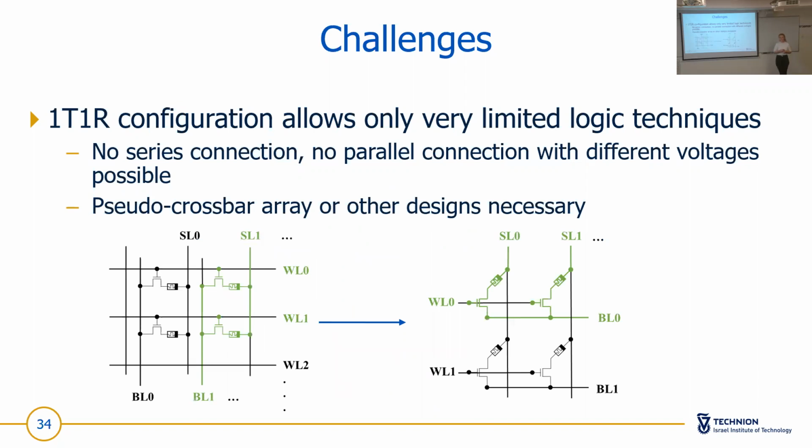A solution for this would be another design. So for example, a pseudo crossbar array. This is shown here. So here you have two select lines actually selected, and one bit line, and then also one word line. So then the connection is like this, and you can apply two different voltages at the select lines, and at both sides there's a different voltage difference.